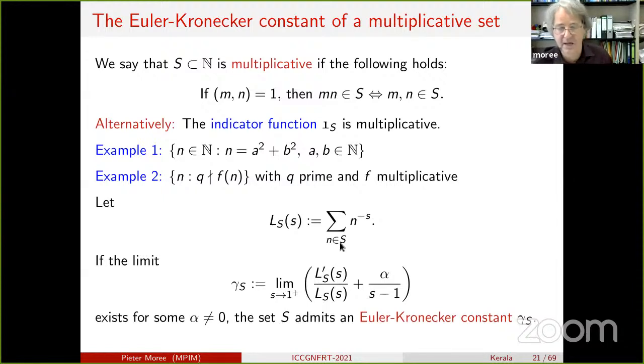some associated L series, namely in this way. And then if the constant part of the Laurent series of the logarithmic derivative exists, then this is the Euler-Kronecker constant. It would be a limit of this form for some appropriate alpha. And if alpha is 0, this would be a trivial situation. So therefore, I want my alpha to be not equal to 0.